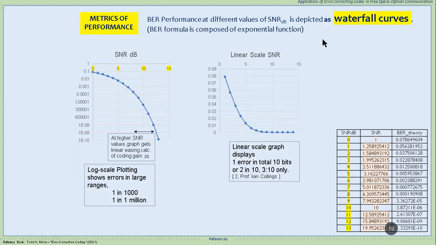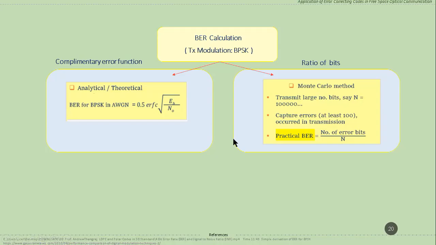The metric of performance that I will use is waterfall curves, so bit error rate versus SNR. Why do we use a log plot? Because it shows a large range, so we will be able to see huge data sizes and then the errors involved, and it also helps us to see the coding gain. So that's why we do it in log scale, not linear. This was a simple example to show the difference between log scale and linear scale and the usability of the log scale.